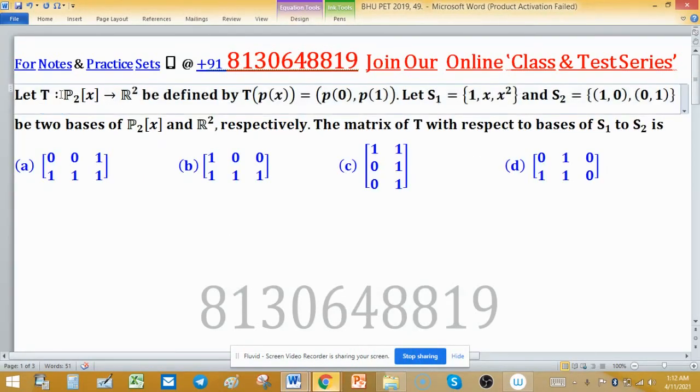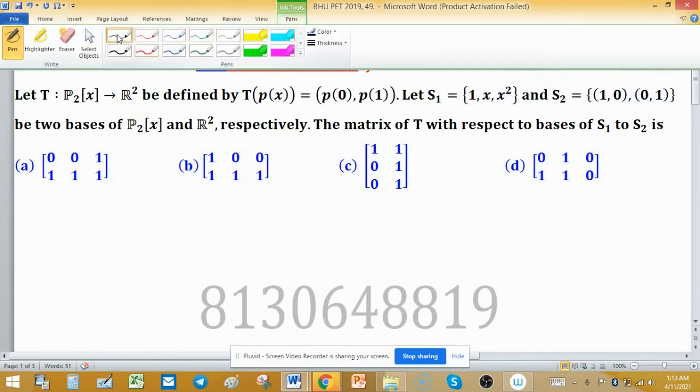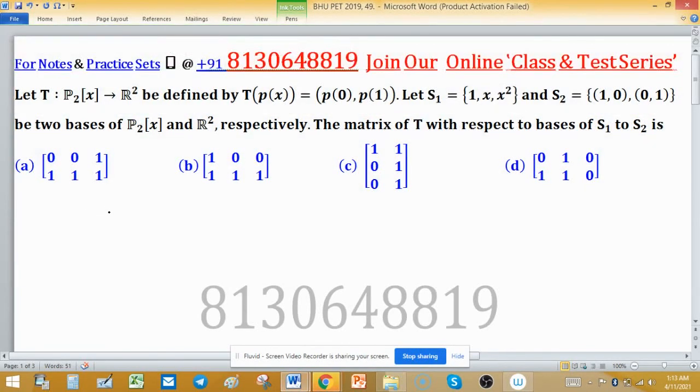Let T be a linear transformation from P2(x) to R square, and the image of any polynomial under T is the ordered pair (P(0), P(1)), where P(0) is the first constituent and P(1) is the second constituent. If S1 is the set {1, x, x square} and S2 is the ordered pair {(1, 0), (0, 1)}, two bases of P2(x) and R2, known as standard ordered bases, then find the matrix of T with respect to bases S1 to S2. Always we find a matrix representation with the help of bases, one from the domain and the second from the codomain. Here the basis for the domain is S1 and the basis for the codomain is S2.